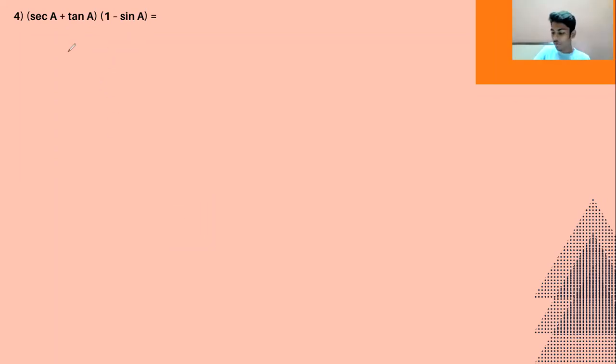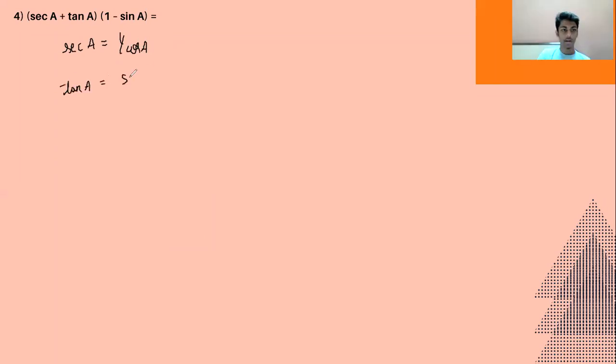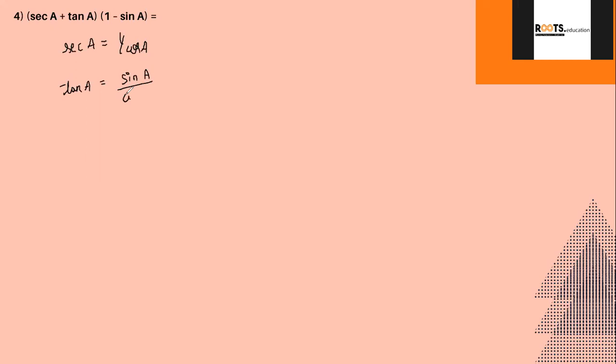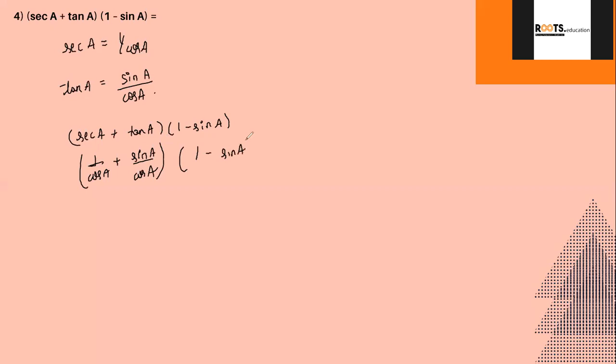Just a minute. So secant A can be written as 1 by cos A, and tan A can be written as sine A by cos A. Just substitute in the equation there. The equation is (secant A plus tan A) into (1 minus sine A). Secant is 1 by cos A plus tan A is sine A by cos A, into 1 minus sine A, I'll write it as it is.